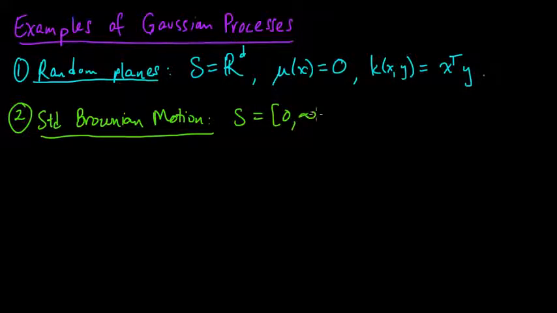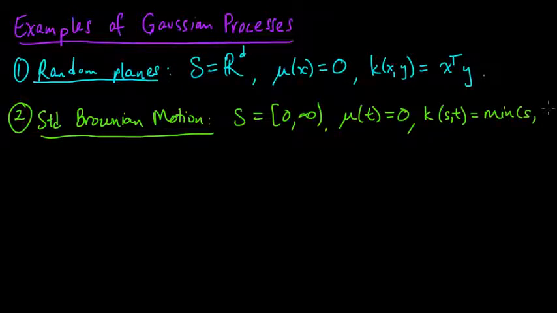And S in this case is going to be the non-negative real numbers, our mean function. Again, I'm going to use t now instead of x because we often think of it as time. And the covariance function is the min of s and t. Seems a bit strange, the min of s and t. And yet, when we define covariance functions, you can prove that this is, in fact, a valid covariance function.